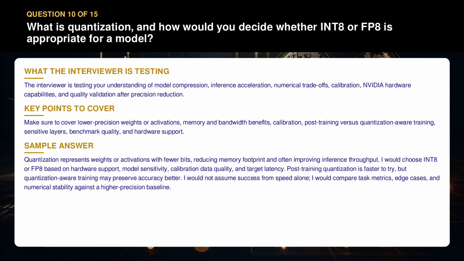Quantization represents weights or activations with fewer bits, reducing memory footprint and often improving inference throughput. I would choose INT8 or FP8 based on hardware support, model sensitivity, calibration data quality, and target latency. Post-training quantization is faster to try, but quantization-aware training may preserve accuracy better. I would not assume success from speed alone. I would compare task metrics, edge cases, and numerical stability against a higher precision baseline.